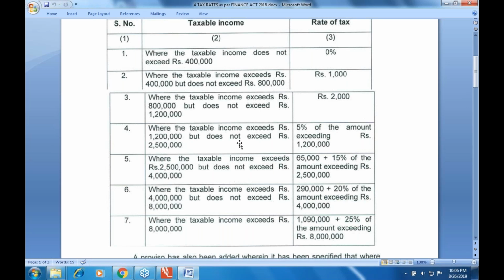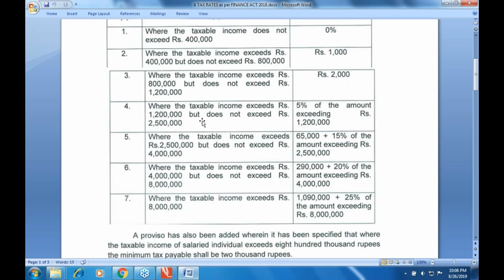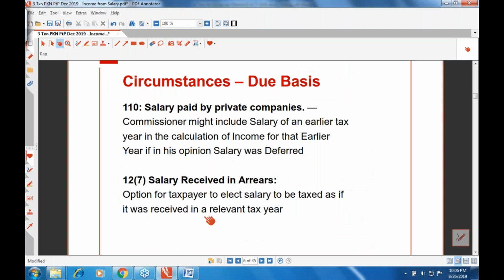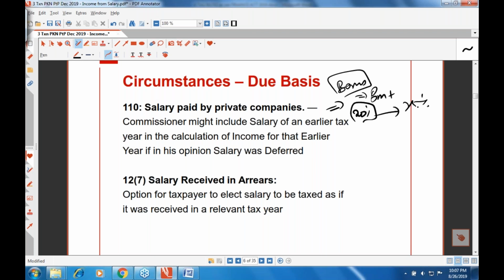If your income increases, the tax rate also increases. It can go up to 25% where the income exceeds 8 million. Now let's try to understand something. You are working in a private company, and you're about to receive a bonus. If you receive the bonus, your salary would become 8 million plus, and your tax rate, which was 20%, would now go up to 25%.